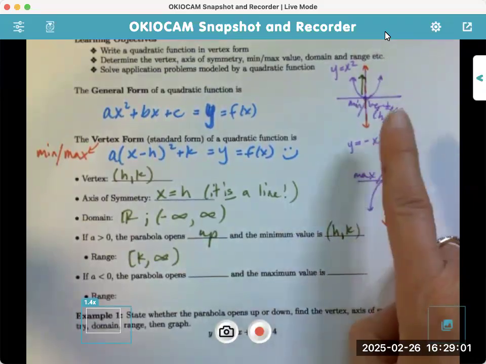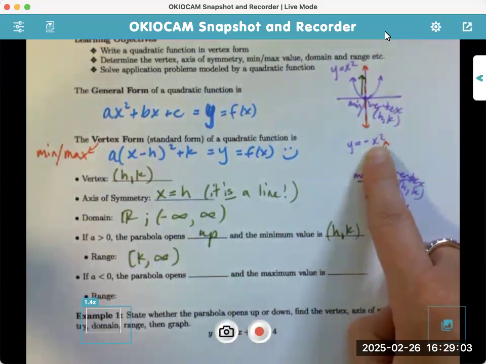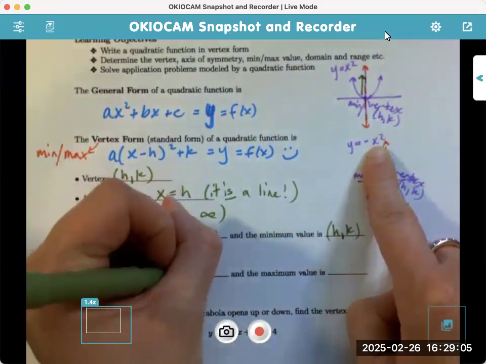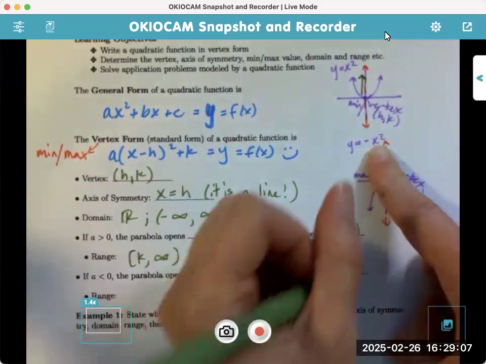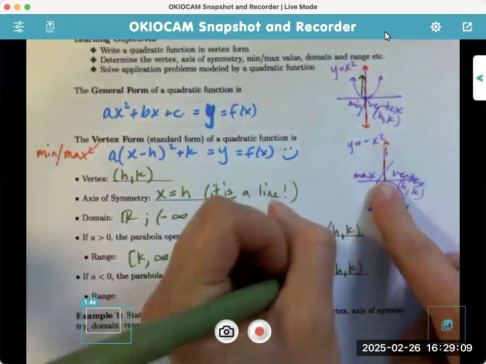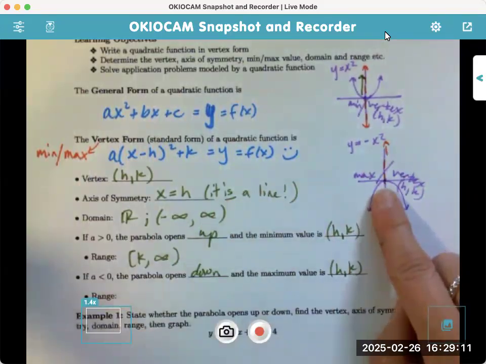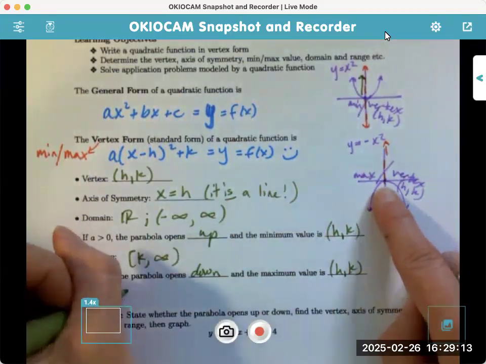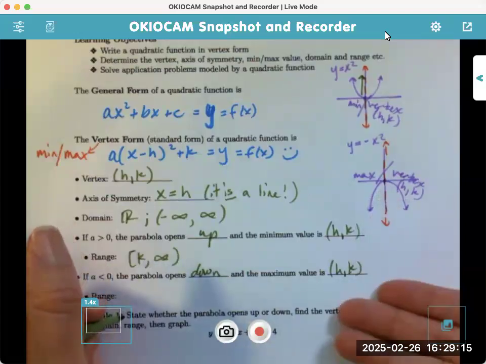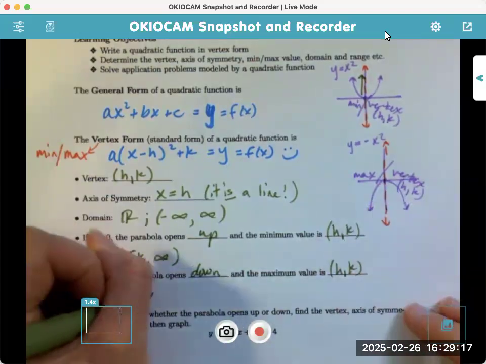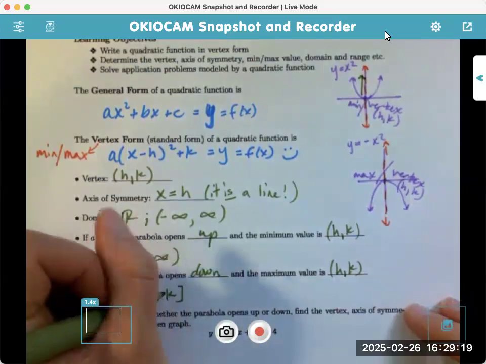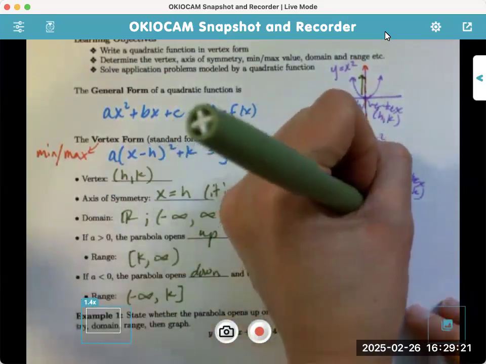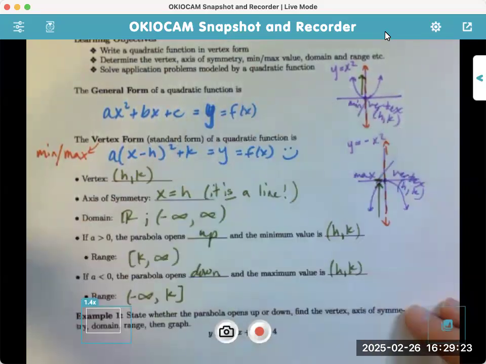If a is negative, like y equals negative x squared, the parabola opens down, and the maximum value is the vertex, h comma k. The range in this case, we measure y from the bottom up, would be negative infinity to k, bracket, because we start down here and end here.